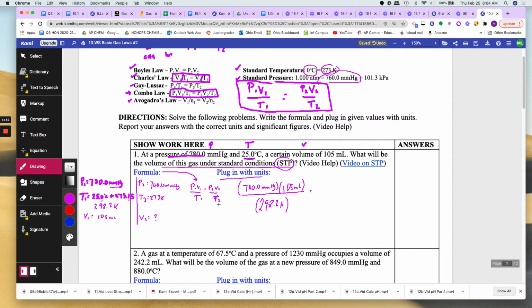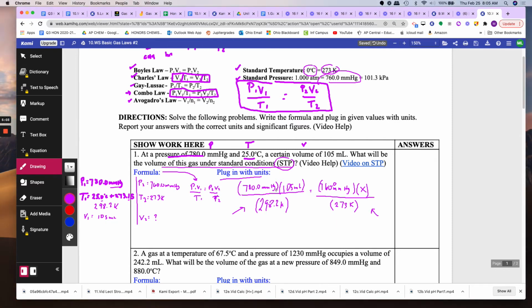Is equal to, P2 is 760 millimeters of mercury, and the new volume is unknown, so that would be my x. And then T2 is 273. So as you can see, I have my conditions here in my lab. What would the volume be if I were at STP?